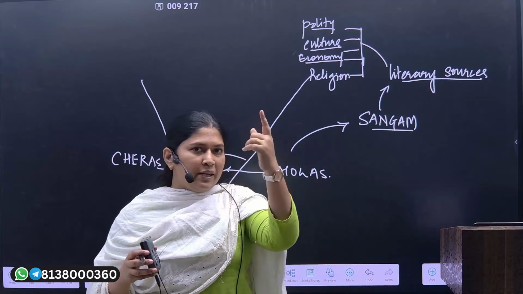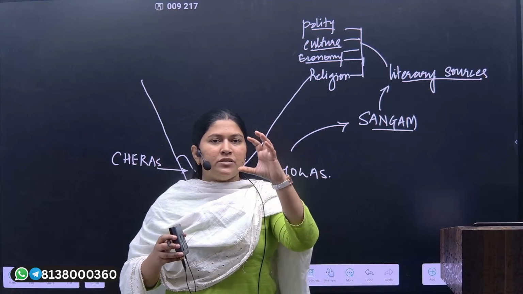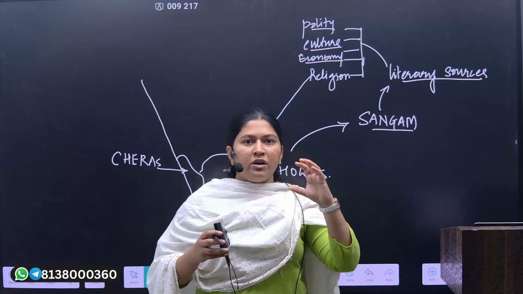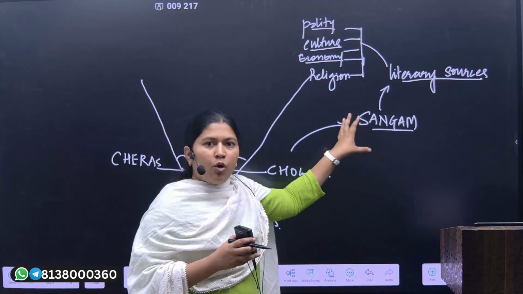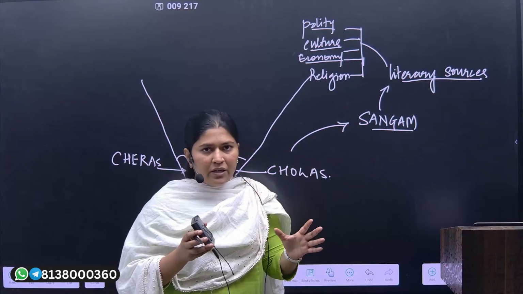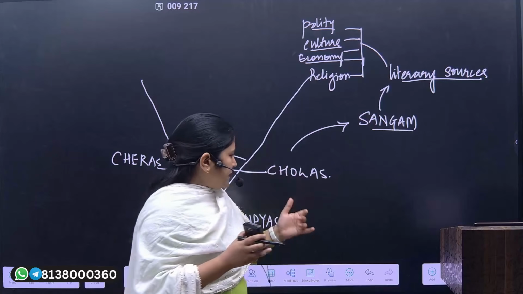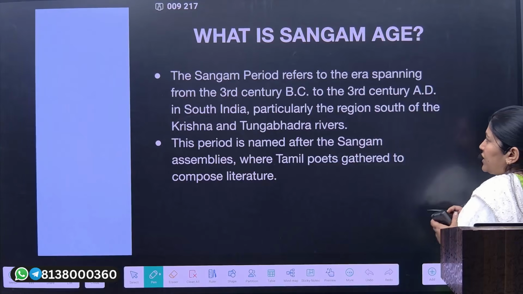Now in the Mauryan and Gupta periods, we saw the Varna system, right? Brahmin, Kshatriya, Vaishya, Shudra. In this age, the religious system would be completely different. Let us see what the difference is. Now, what is the Sangam age?